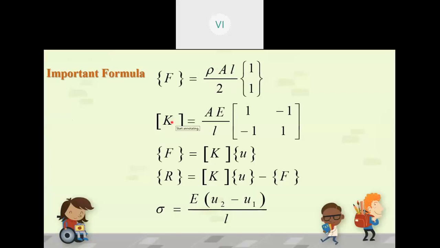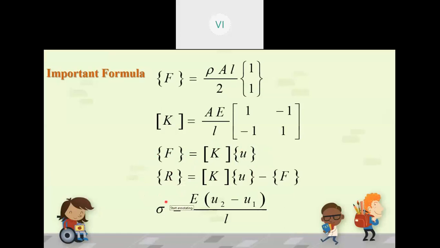The next one is the stiffness matrix, K is equal to A E by L times the matrix [1 -1; -1 1]. This is the common formula we used before. Then the global force vector: F is equal to K U. This is the very first step we will find out. If they are not giving the rho value, we go here, F is equal to K U, and we just find the K value alone. So U in terms of displacement we will find out. Then the reaction force we need to find out, R is equal to K U minus F.